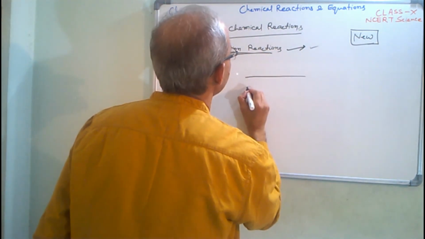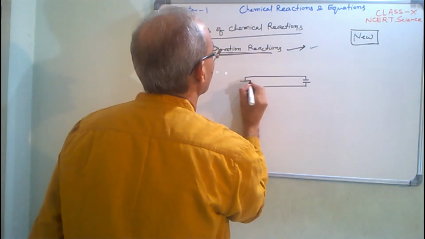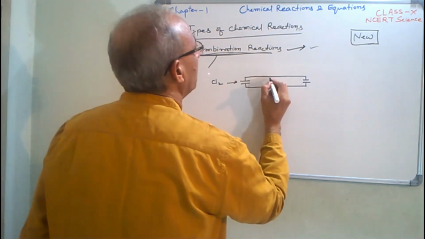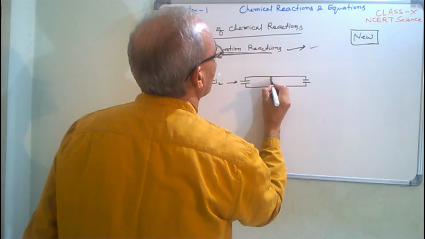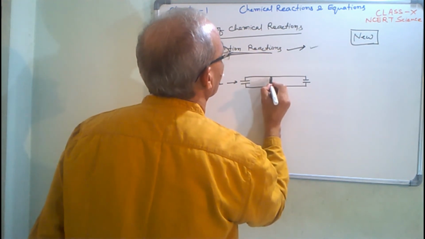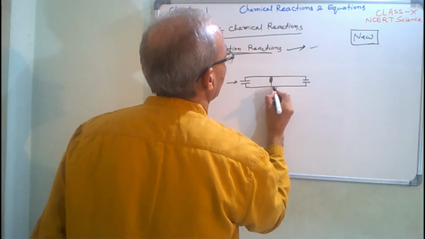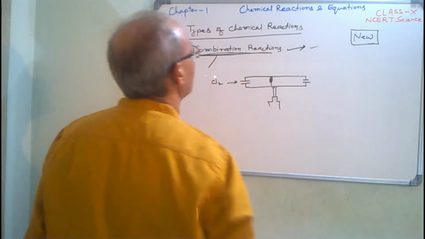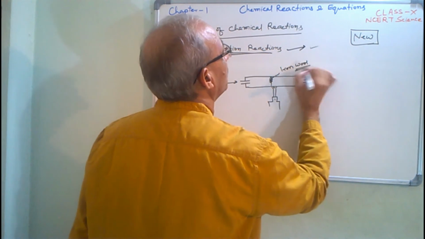When chlorine vapor is supplied through this test tube, and in the middle of this test tube there is fine iron in the form of fine wool, and it is heated by a burner. This is the burner. This is iron wool. It is iron which is in the form of fine, soft wool.